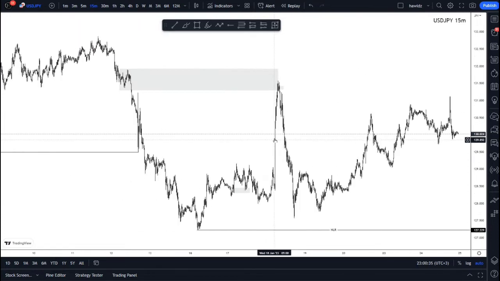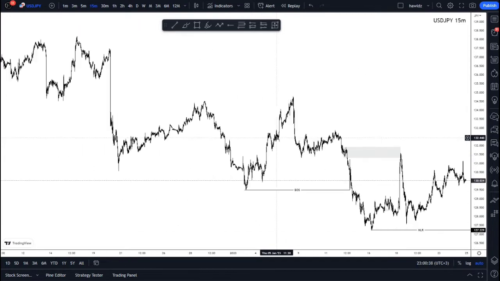And of course, first things first, right? We need to analyze structure based on a high time frame to lower time frame approach, which is also called multi-time frame analysis. From that, we can zoom out to the maximum and see the bigger picture of what price is doing. And of course, I'm on the USD JPY 15-minute chart.